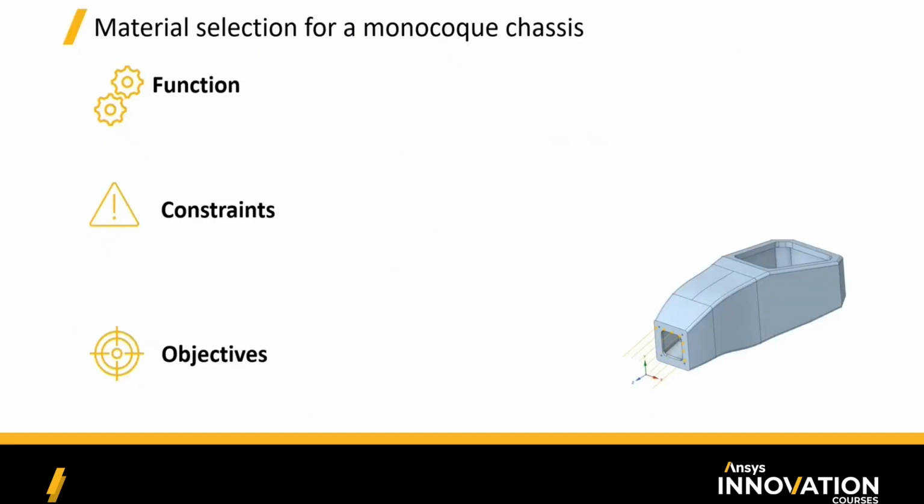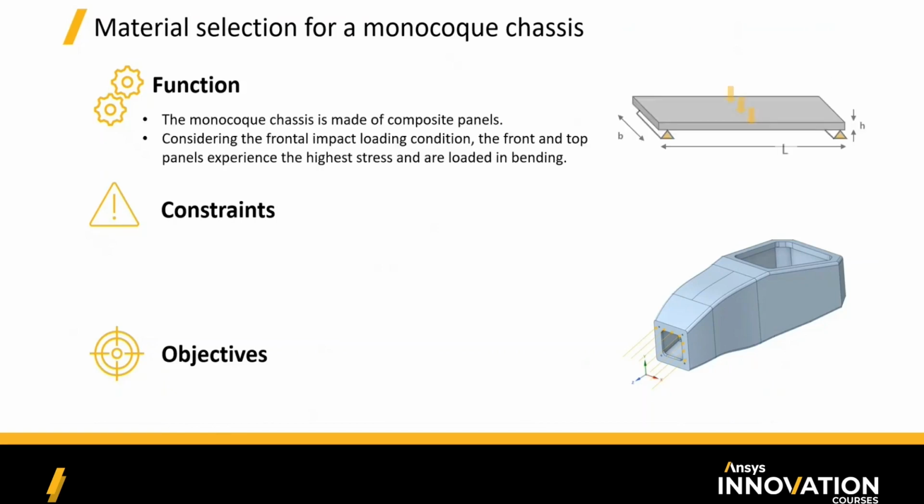Starting with the categorization of the different design requirements within the systematic material selection methodology, we can see that when it comes to the composite panels that comprise the monocoque chassis, when considering the frontal impact loading condition, the front and top panels experience the highest stress and they are loaded in bending. So in terms of the function of this component, we can consider the panels to be in a stiffness limited design, and for simplification reasons, we can consider them to be panels in bending.